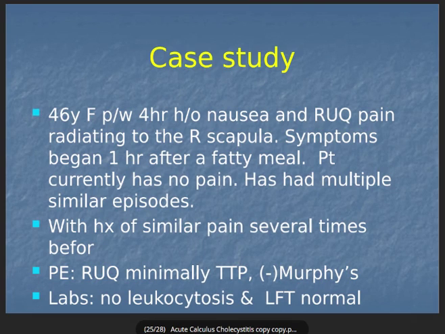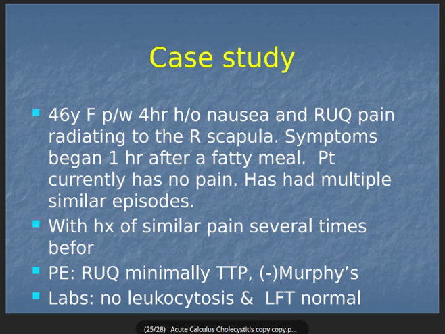Let me give you an example. This is what usually happens in the IR. A 46-year-old female with a history of nausea, right upper quadrant pain radiating to the right scapula. Symptoms began 1 hour ago only, after a fatty meal. The patient currently has no pain. She had multiple similar episodes before, a history of similar pain several times. This is the normal history.